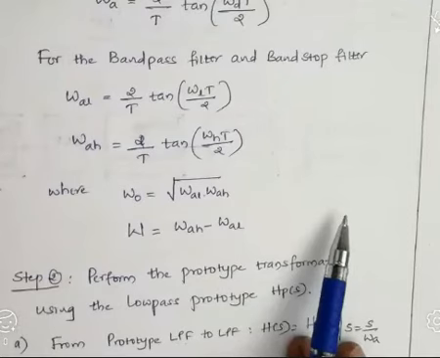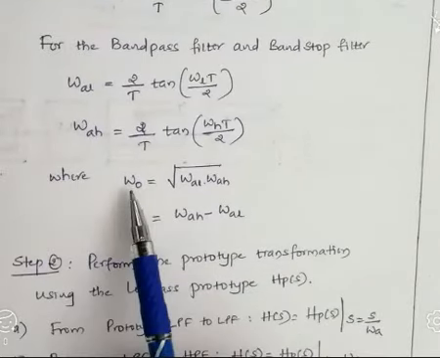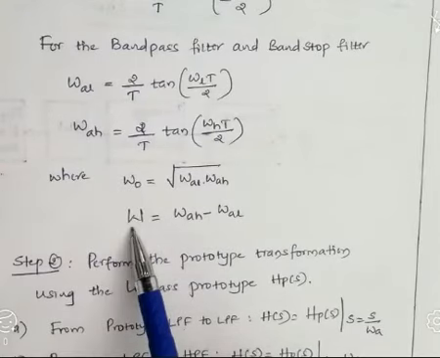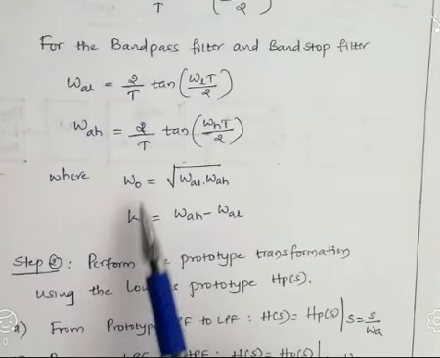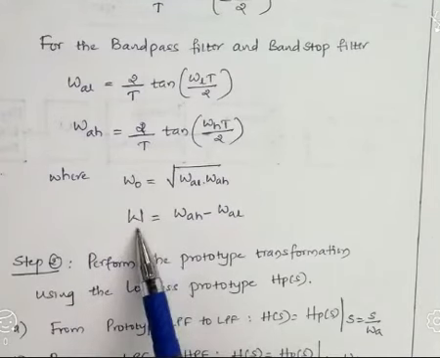Where ω0 stands for the square root of ωL multiplied by ωH. This is the width, capital W. W stands for ωH minus ωL. Fine. Now, the next step is to perform the prototype transformation.